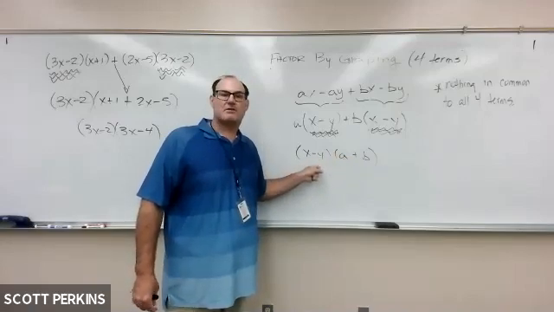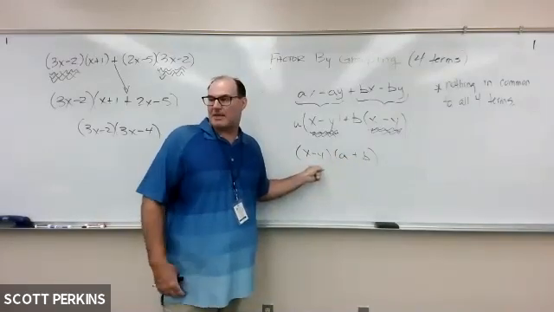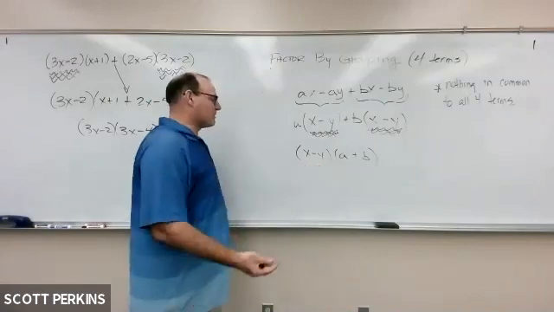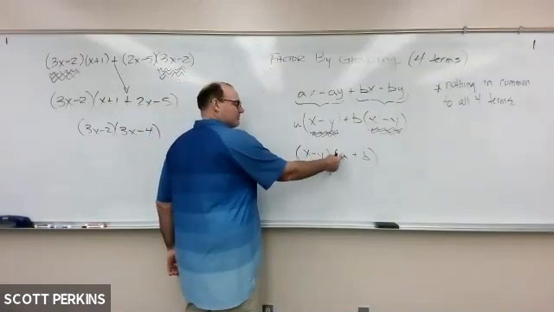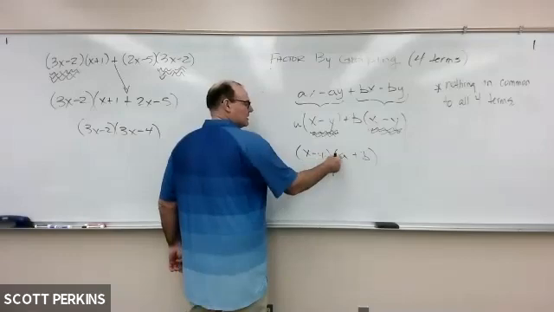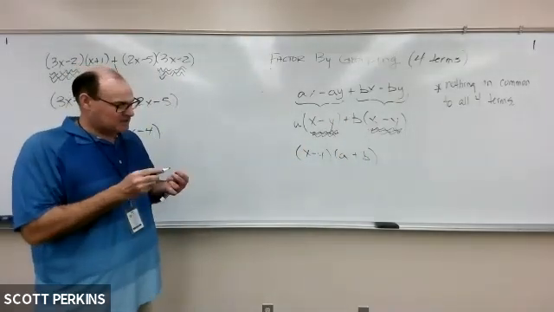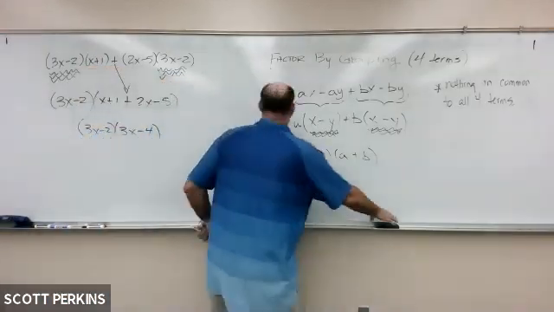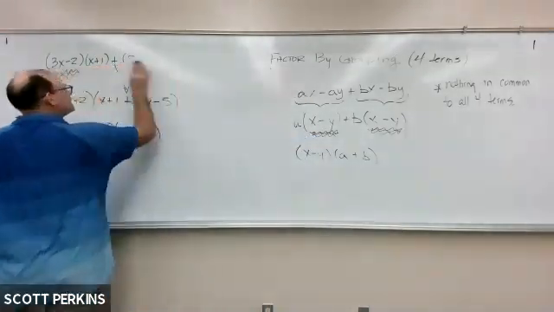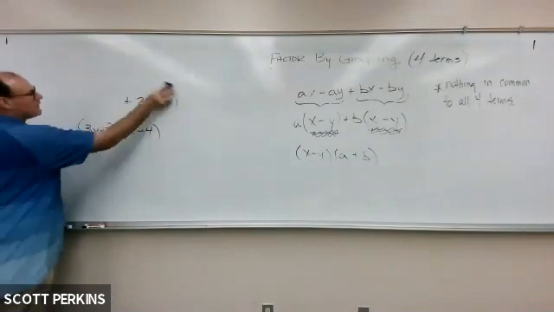Foiling. First, outers, inners, last. You don't have to remember the acronym. People just give it to you to remember to multiply all four. So you multiply the firsts, you multiply the outers, the inners, the last. I'll review that real quick in a minute, if we need to talk about it briefly.